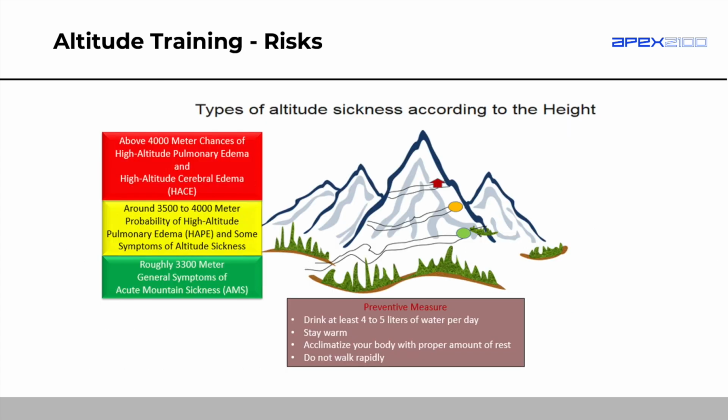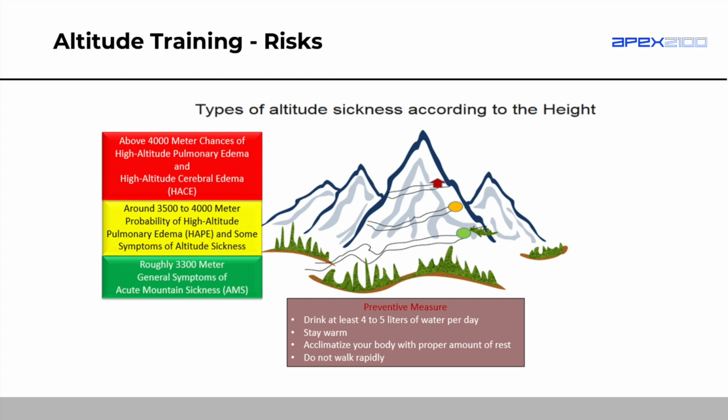So you can see here in the green, roughly at about 3,300 meters, we can get symptoms of acute mountain sickness. Around 3,500 to 4,000 meters, that increases the probability of high altitude pulmonary edema. And then above 4,000 meters, we have this chance of cerebral edema as well.